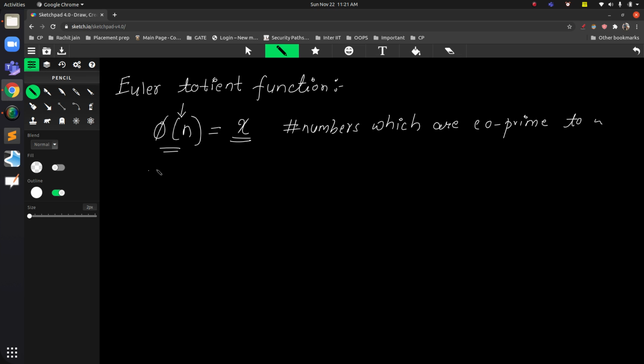Okay, suppose we take 5. So the totient function of 5 will be 4. Like all of 1, 2, 3, 4, all these numbers are co-prime to 5. They don't have any common factor with it.